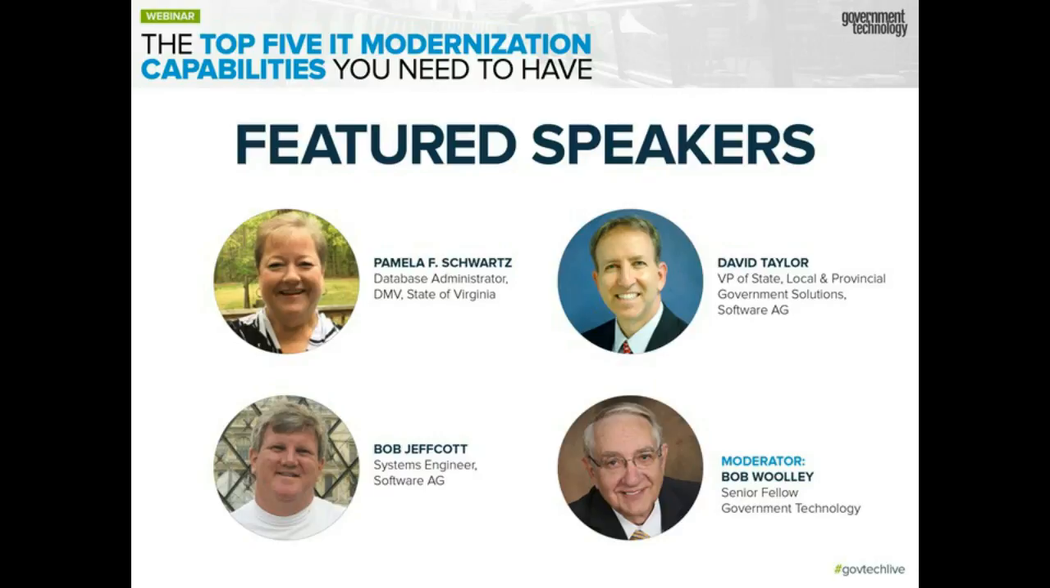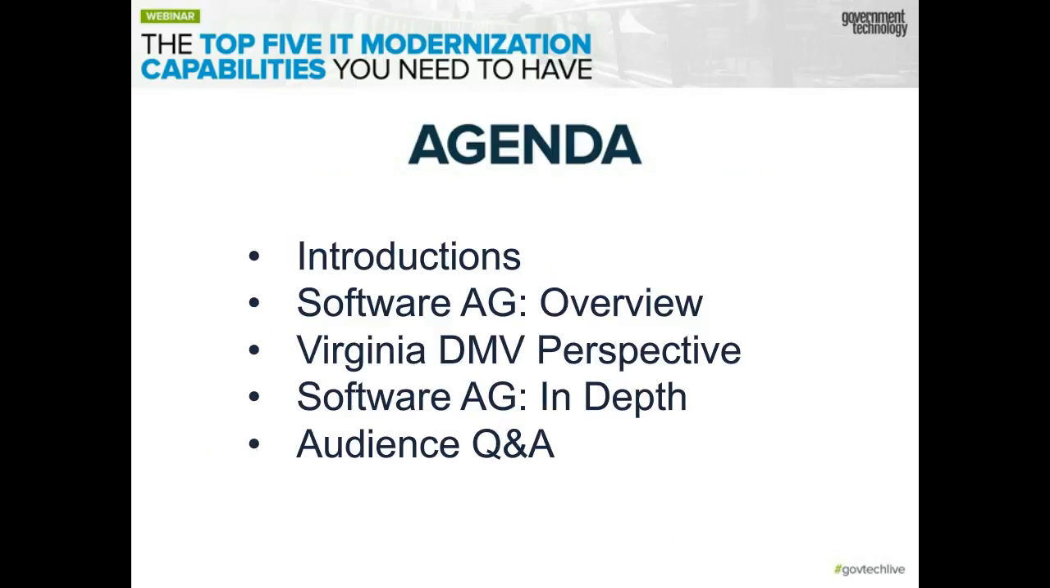Our other speaker is Bob Jeffcott. Bob is a principal systems engineer for Software AG. He has been with Software AG for more than 20 years. He has extensive background in state and local agencies, both as a technical account manager and senior consultant. He's worked with a variety of platforms from mainframe to Linux, Unix, and Windows. And my name is Bob Woolley. I'm the former chief technical architect for the state of Utah, and I've had a lot of interesting opportunities with modernization projects.